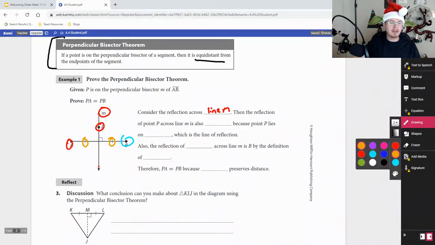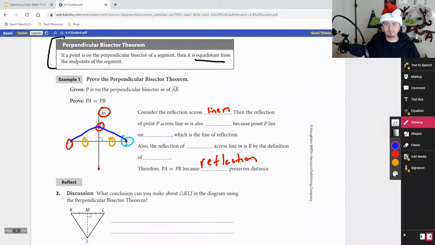Therefore, PA equals PB because reflection preserves distance as it is a rigid motion. So PA, let me use a different color, is equivalent to PB. Cool? Cool. That proves the perpendicular bisector theorem.